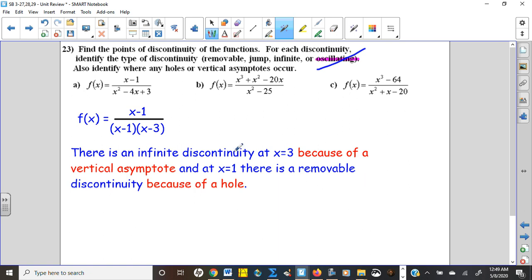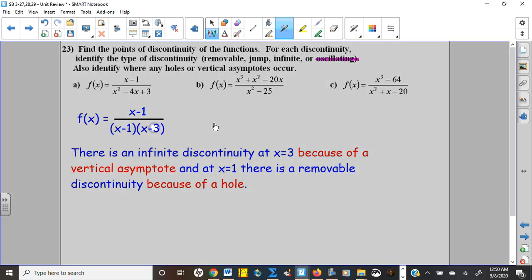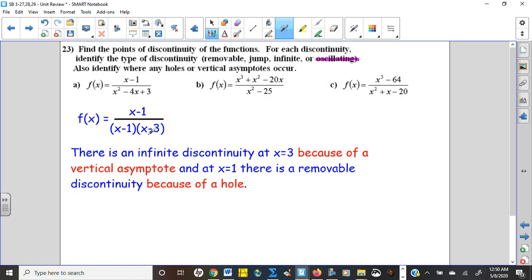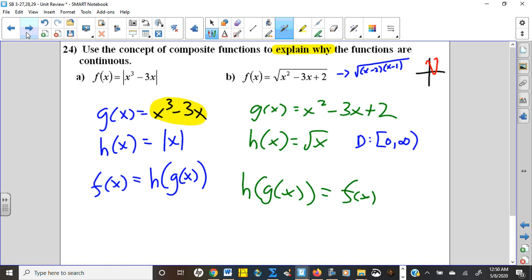One thing you don't want to get confused with is the graphical features which cause the discontinuities and the discontinuities themselves. For example, it looks like at 1 here, I'm going to have a removable discontinuity, and at 3 here, I'm going to have an infinite discontinuity. The infinite discontinuity is caused by the vertical asymptote. So at x equals 3, there is an infinite discontinuity because of the vertical asymptote. But don't say the vertical asymptote is the discontinuity itself. For example, a hole is not defined as a type of discontinuity, but it causes removable discontinuities. Semantics to some degree, but you've got to be careful about that.